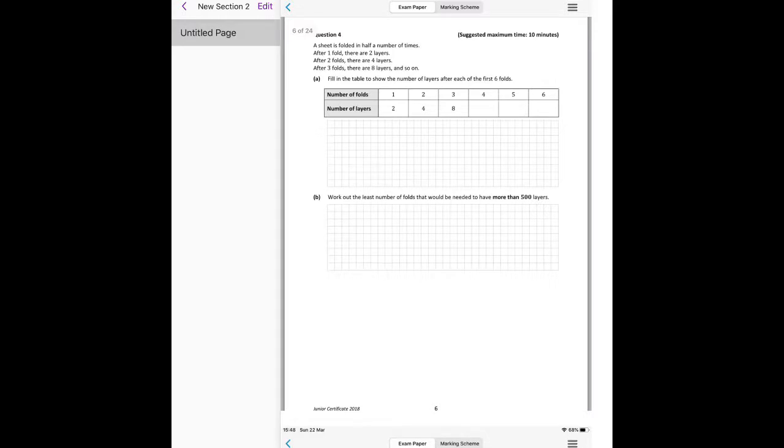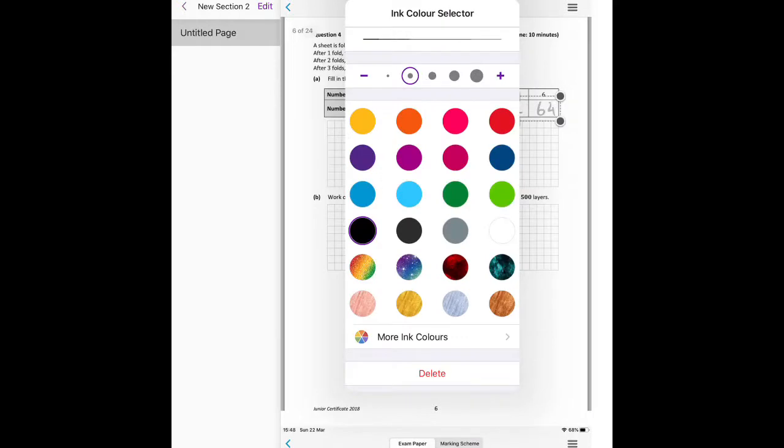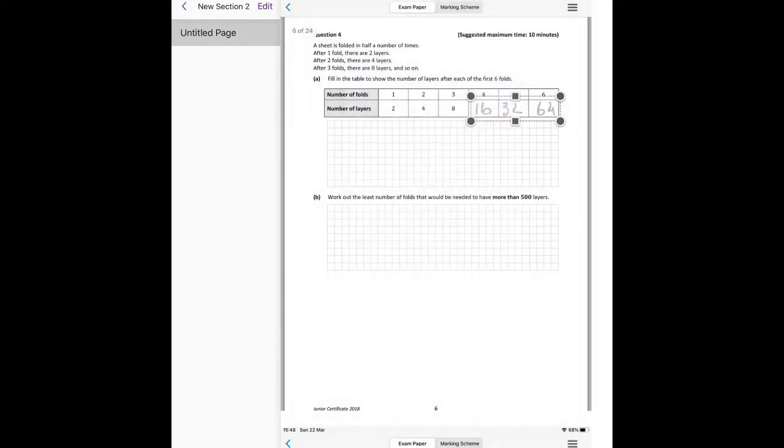So first off, probably tells us to fill out the table. Sure enough, it does. So it goes 2, 4, 8. Well, there's going to be double that, there'll be 16. There'll be double that, there'll be 32. Double that, will be 64. We just use a slightly smaller font for that. Make it look a bit neater. It looks better. Okay, work out the least number of folds that we needed to have more than 500 layers.